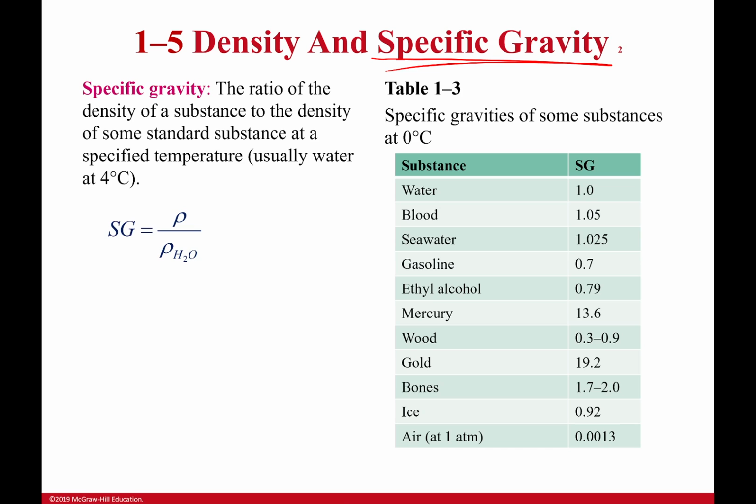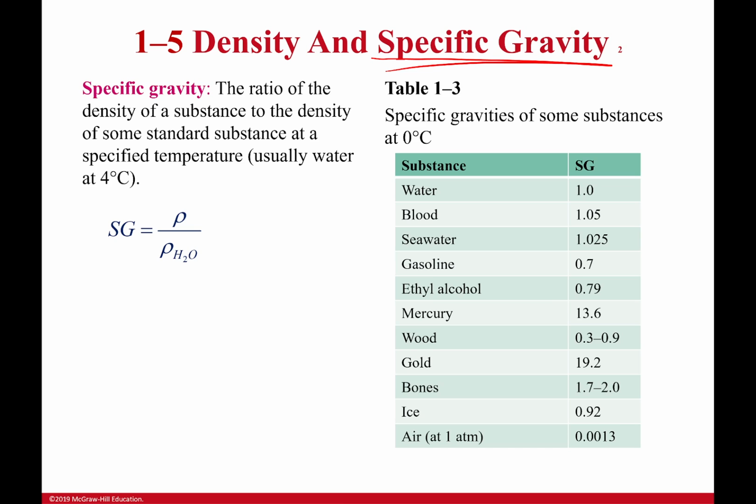So specific gravity is simply the density of an object divided by the density of water. Now, since it's density on the top and the bottom, it has no units, as you can see right here. And what that tells me then is that if I have a specific gravity that is greater than 1, then it's more dense than water. If I have a specific gravity that's less than 1, it is less dense than water.